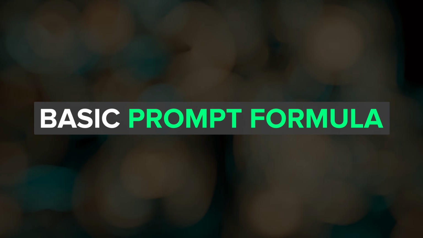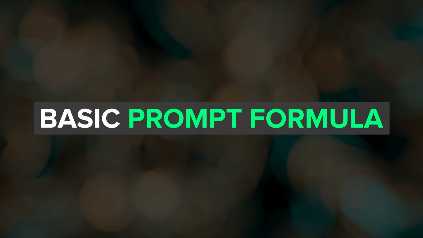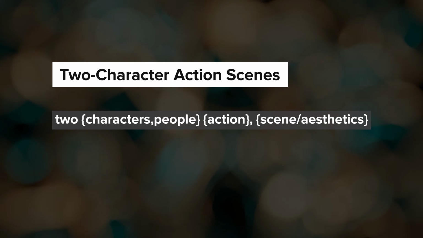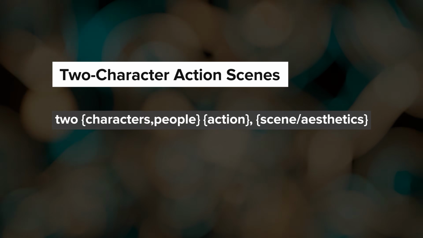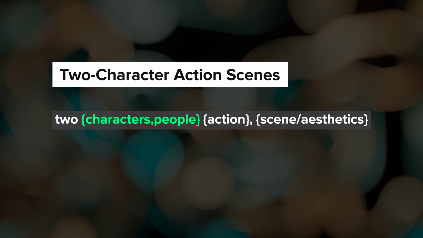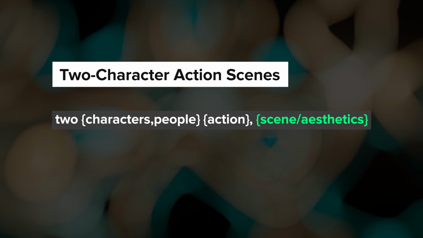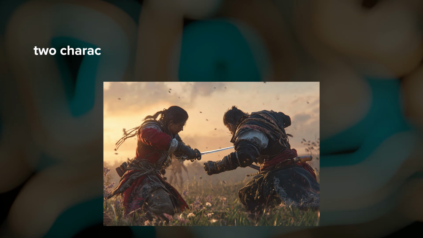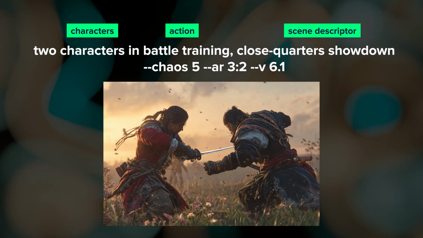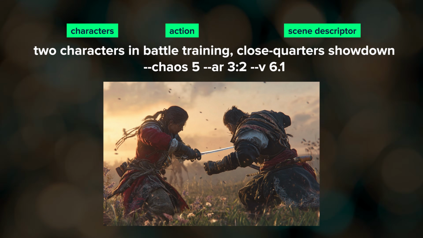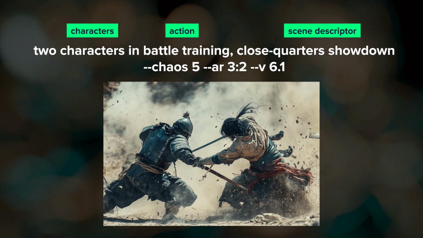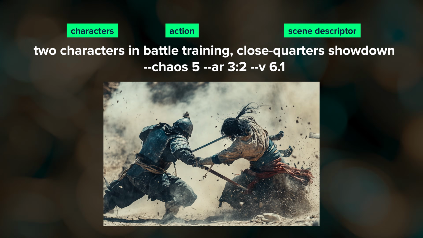To make this a little easier, let's start with a simple foundation and use the following base prompt structure for 2 character action scenes. We have placeholders for character descriptions, the action they are engaged in, and a spot for some scene and aesthetic descriptors. Here's an example: 2 characters in battle training, close quarters showdown. And we get these dynamic battle scenes with armed warriors and clashing weapons.